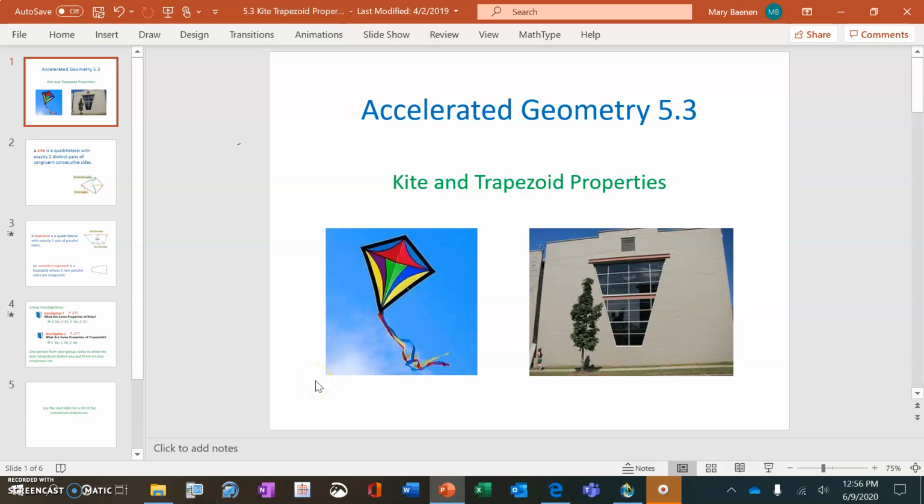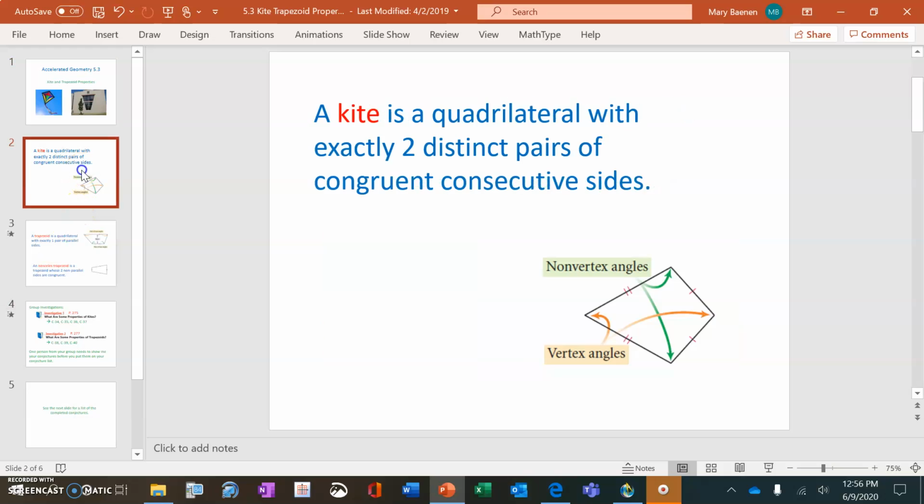This is lesson 5.3 of accelerated geometry. In this lesson, we're going to talk about kite properties and trapezoid properties. So first, we'll review the definition of a kite.